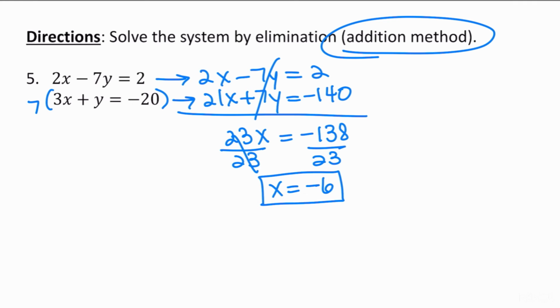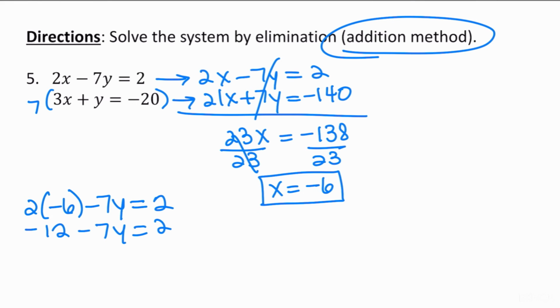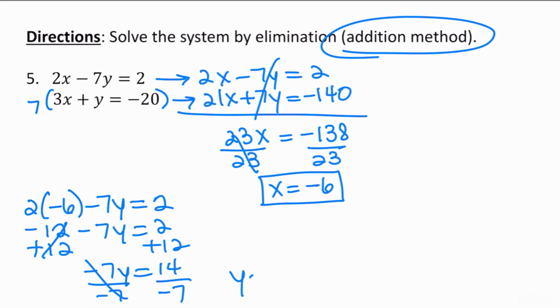Now that I know that x is equal to -6, I can go back to any of my equations and substitute. So I'm going to have 2 times -6 minus 7y is equal to 2. All I did was use the first equation. I just happened to pick the first one. You could have picked the second one. -12 minus 7y is equal to 2. Add 12 to both sides. I get -7y equals 14. Divide by -7. So y is equal to -2. So that means that my solution is -6, -2.